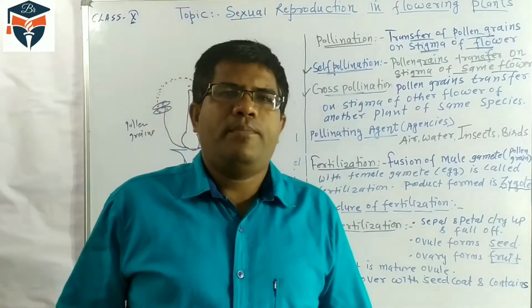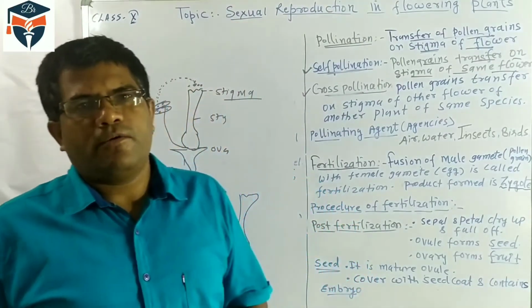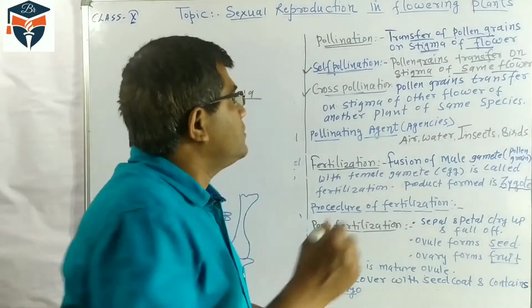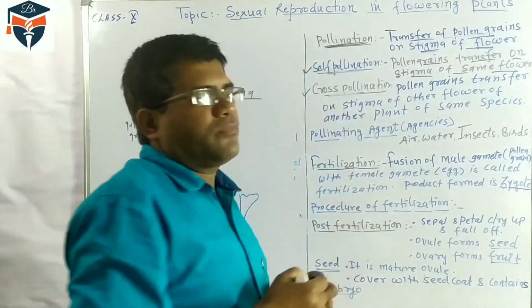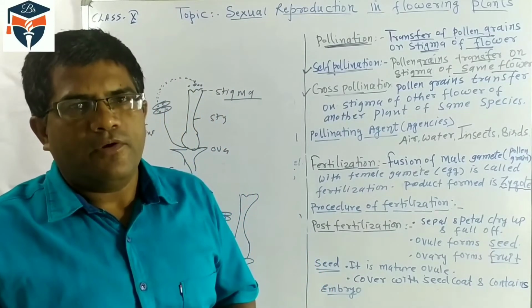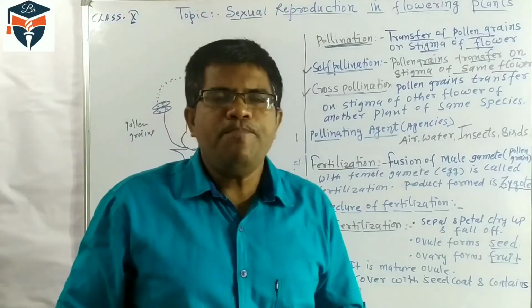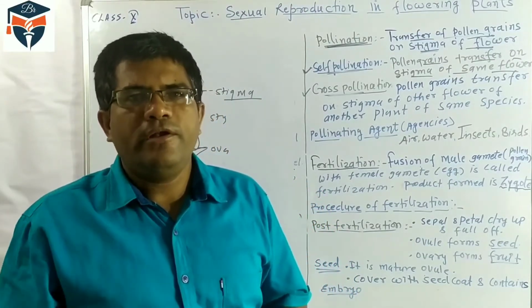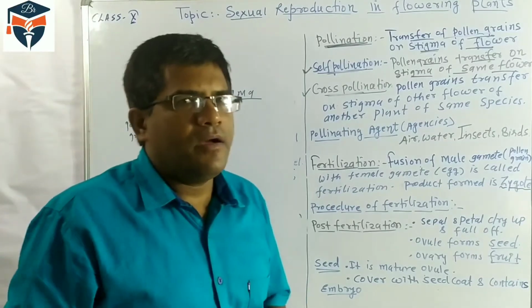After the parts of the flower, now another subtopic we have is pollination. Students, what is pollination? Pollen grain transfer on the stigma of the flower. So this process is called pollination. It is a process in which pollen grain transfers on the stigma of the flower.